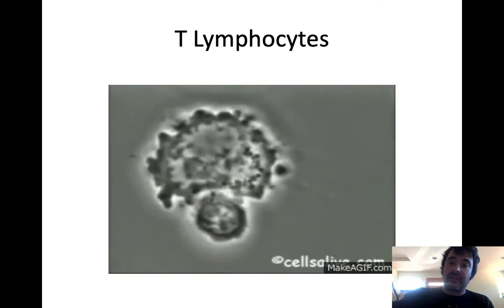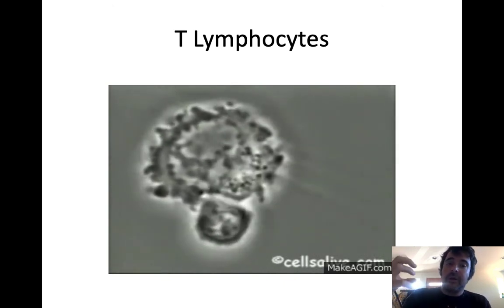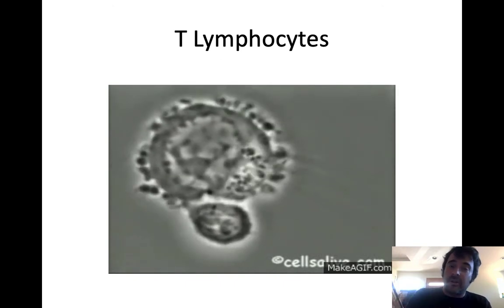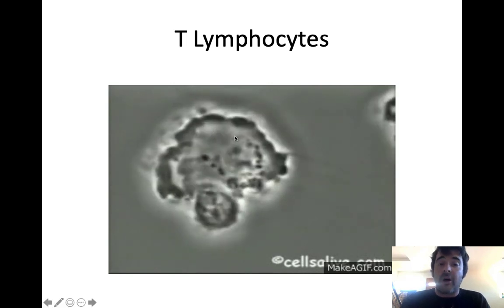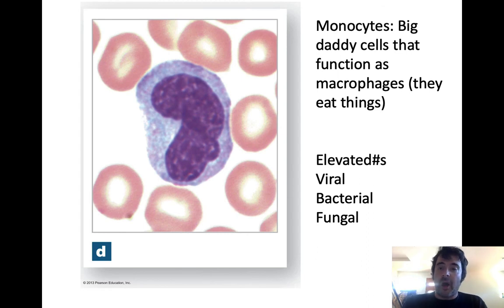So one deactivates the virus or causes the virus to clump, right? Or pins the cell and says, hey, I'm infected with the virus. The other type of lymphocyte just kills any cell that's been infected with the virus or a cell that's become cancerous, right? Now, monocytes are just big daddy cells that function as macrophages.